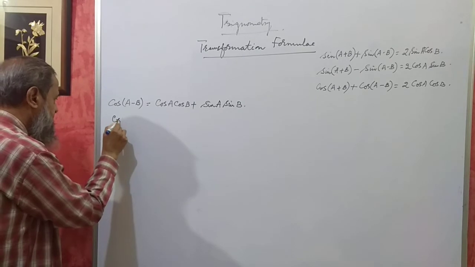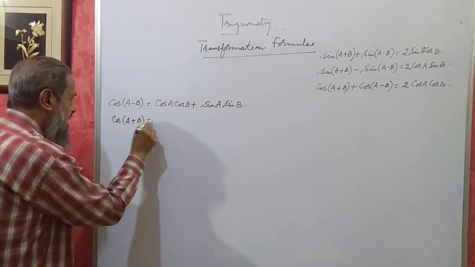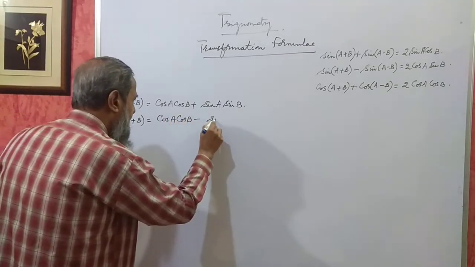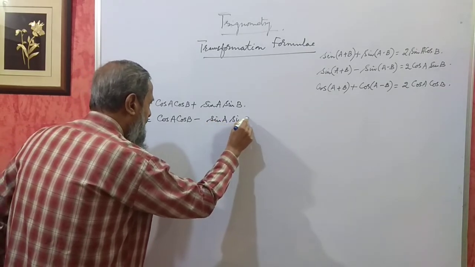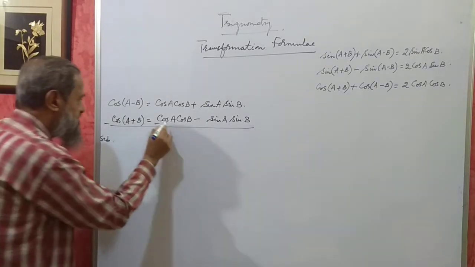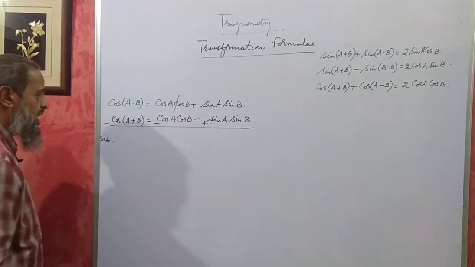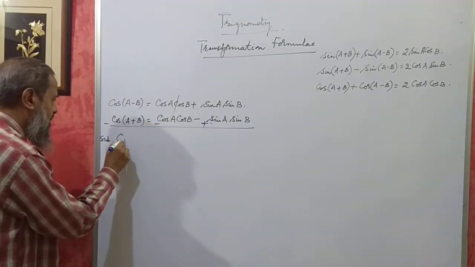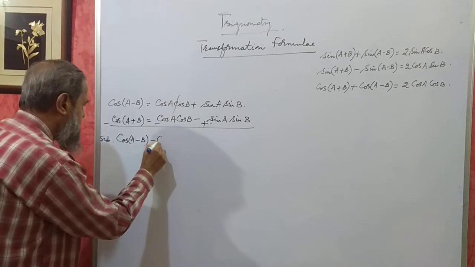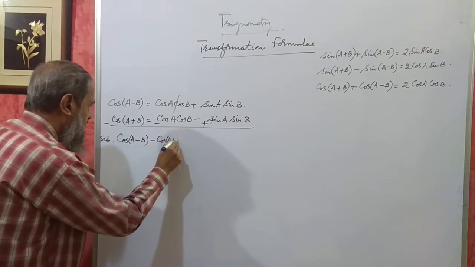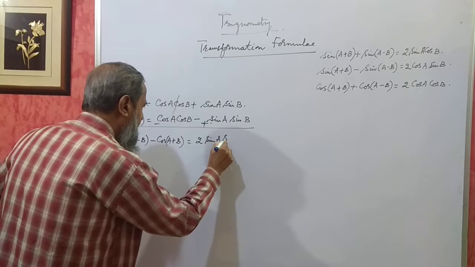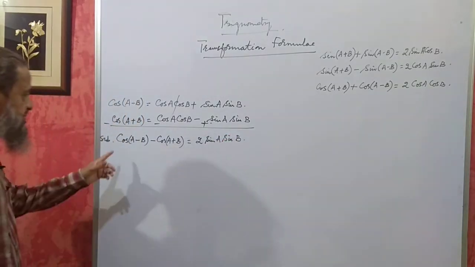Now cos(A+B) is cos A cos B minus sin A sin B. Now subtracting these two, this becomes minus, this becomes minus, this becomes plus, these two get cancelled. What I get is cos(A-B) minus cos(A+B) is equal to 2 sin A sin B, right?